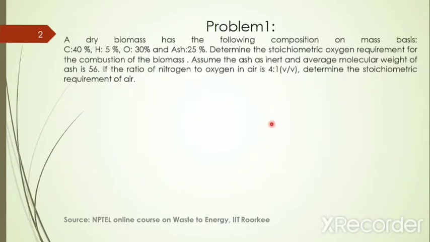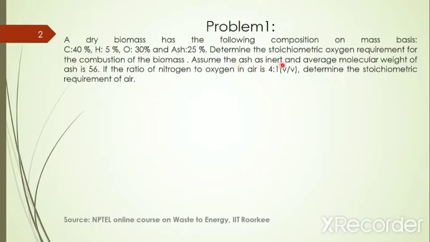We are going to do some tutorials based on biomass combustion. So this is our first problem to be solved. A dry biomass has the following composition on a mass basis: carbon 40%, hydrogen 5%, oxygen 30%, and ash 25%. Determine the stoichiometric oxygen requirement for the combustion of this biomass.